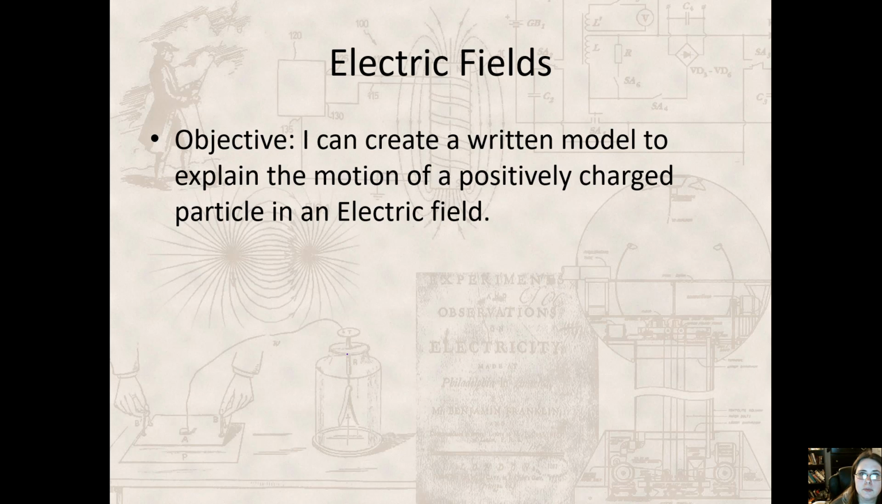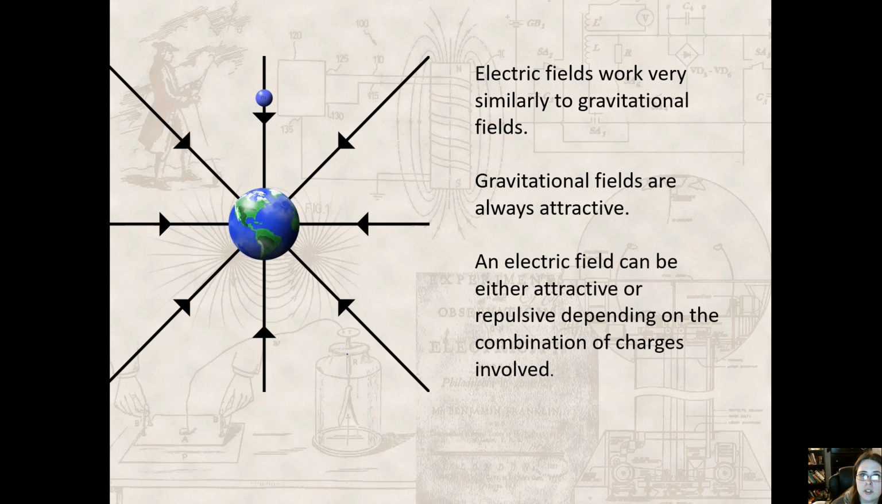Today we want to be able to explain the motion of a positively charged particle in an electric field. So first, let's talk about electric fields and what they are. It's talking about the field of static electricity, in this case. Later we'll talk about different types of electricity. It's looking at a single positively charged object and its motion in that field.